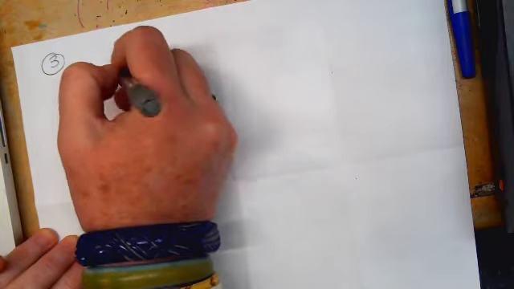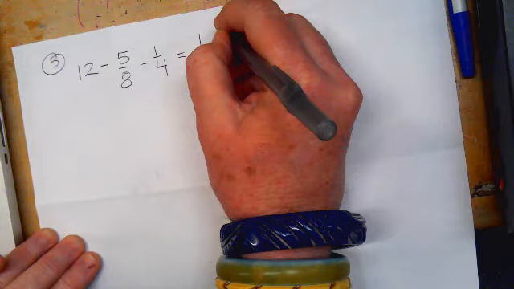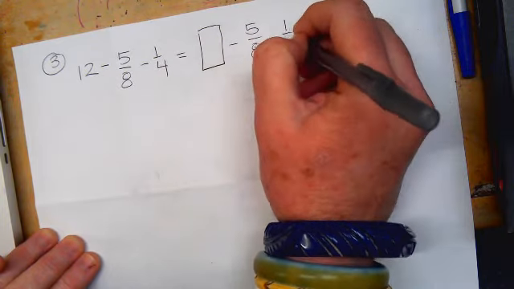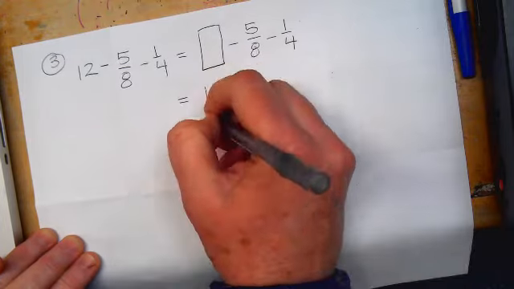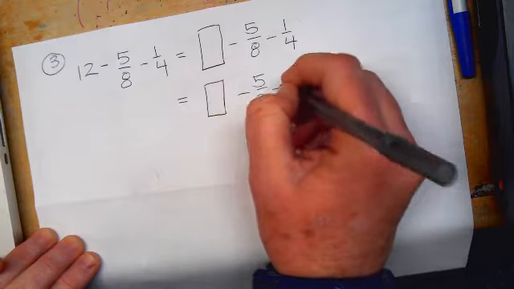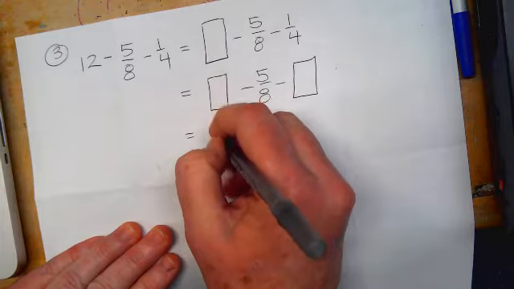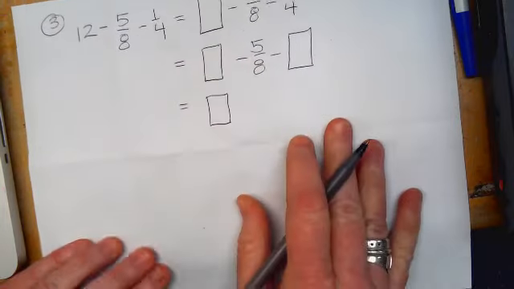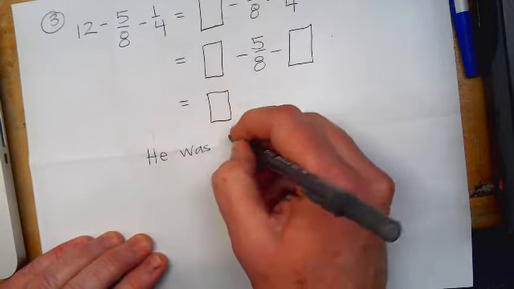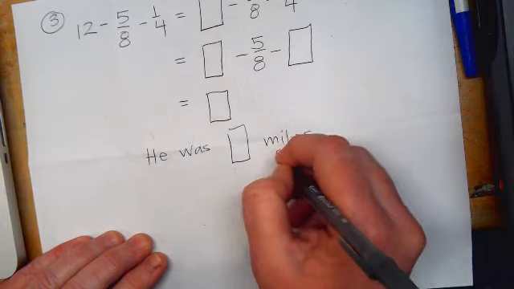So method 1 is 12 minus 5/8 minus 1/4. And that's going to equal green box minus 5/8 minus 1/4. And that's going to equal green box minus 5/8 minus green box. And that's going to equal green box. And then we're going to say he was green box miles from town B.